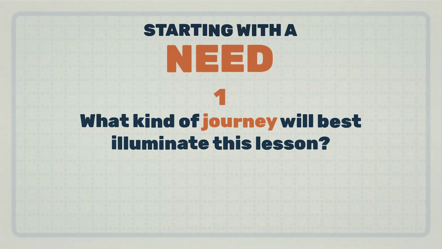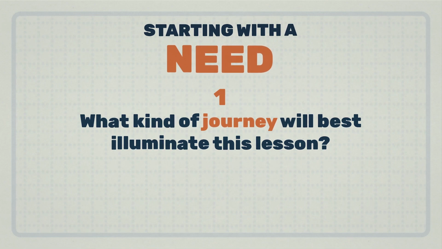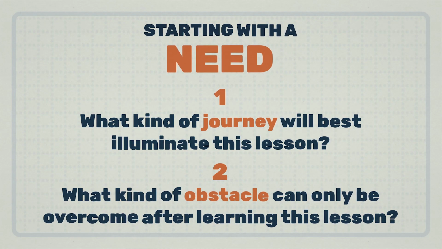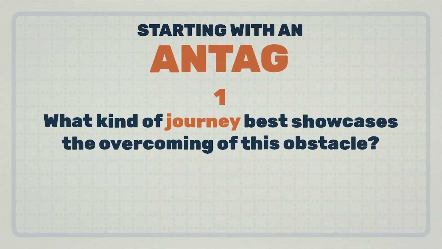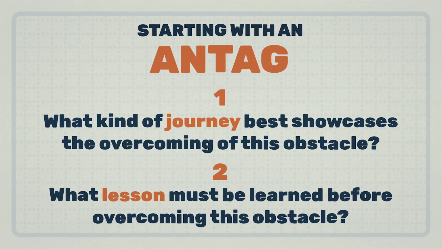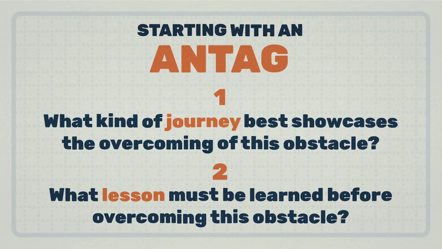If you have your need, you can ask 2 questions to get your goal and your antag. 1. What kind of journey will best illuminate this lesson? And 2. What kind of obstacle can only be overcome after learning this lesson? Finally, the antag is the obstacle your hero faces, which to clarify, can also be antagonistic forces as well. If you have your antag, you can ask 2 questions to get your goal and need. 1. What kind of journey best showcases the overcoming of this obstacle? And 2. What lesson must be learned before overcoming this obstacle?